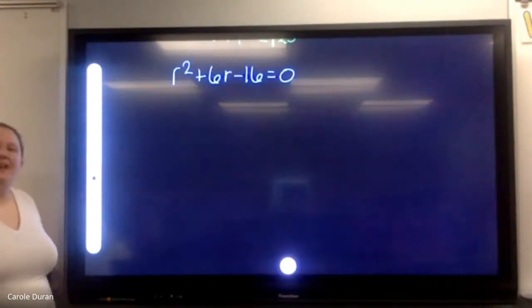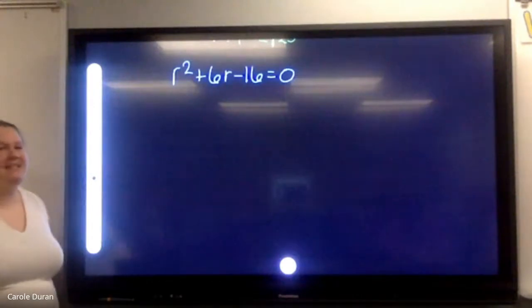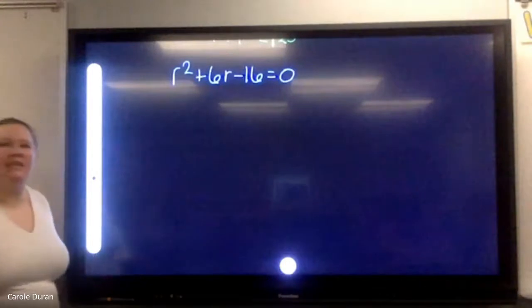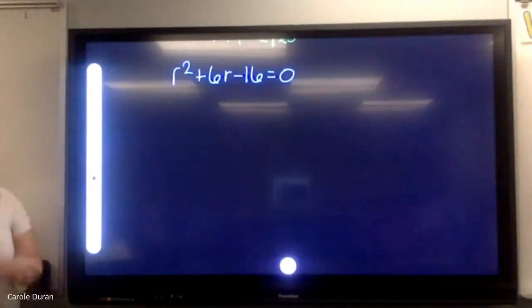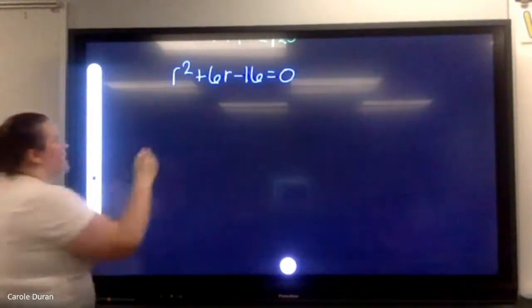So the quadratic I have now is r squared plus 6r minus 16 equals 0. I would like to solve by completing the square. If I don't say solve by completing the square and I just say solve, you are free to solve it any way you see fit. But if I say by completing the square, I expect it done this way. What's the first thing I'm gonna do? Move the 16 over to the other side.